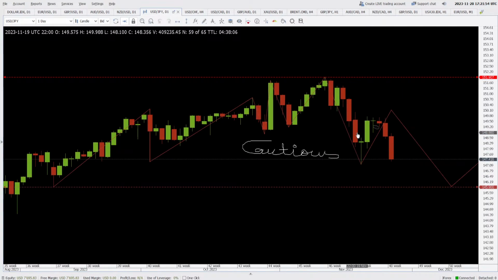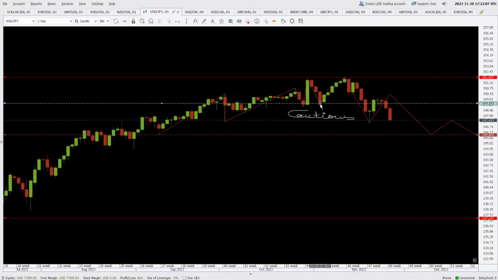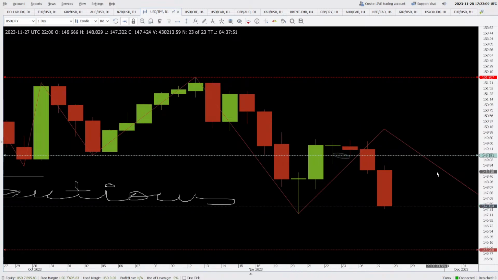Maybe I will explain it to you here. You see, on the daily, the price was making higher highs, higher low, higher high, higher low, higher high, higher low, and a higher high. So this was your relevant low. You see that? This low was not broken here, but thereafter at this candle, this low was broken. This is when we become cautious.